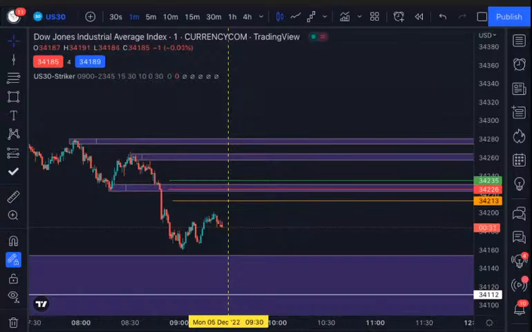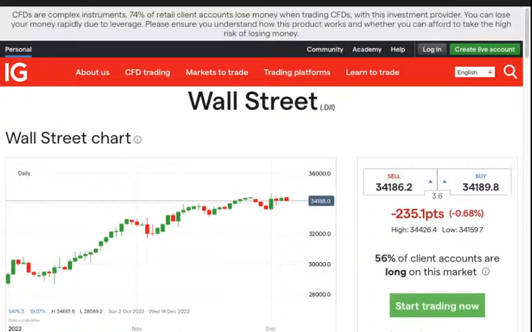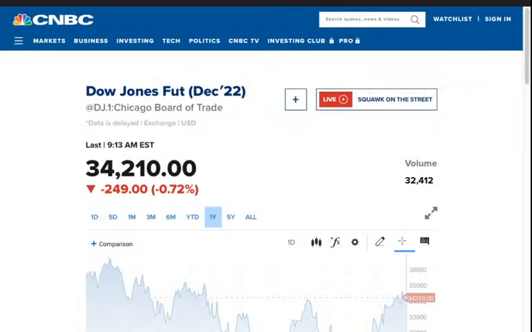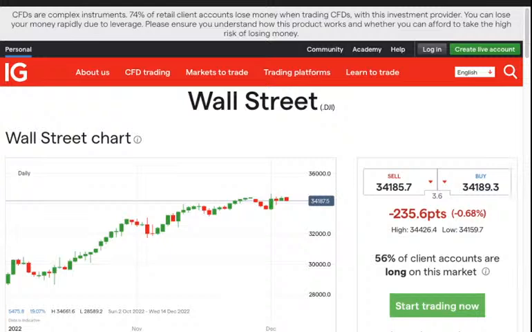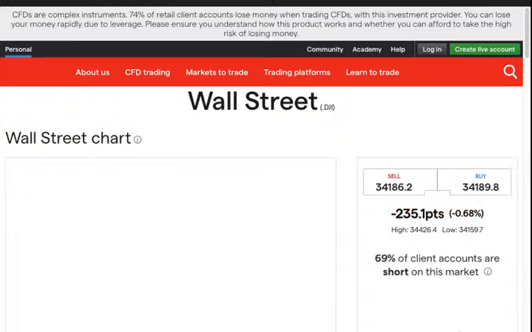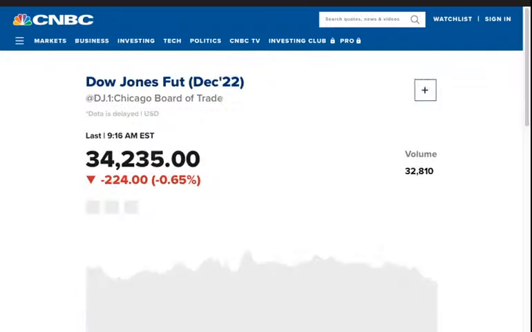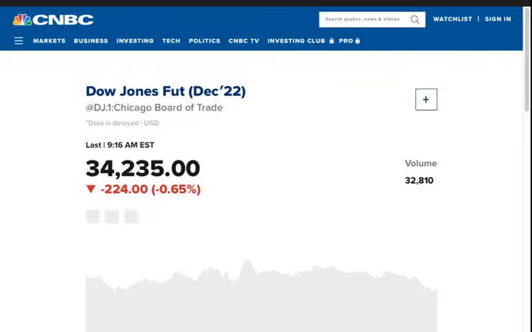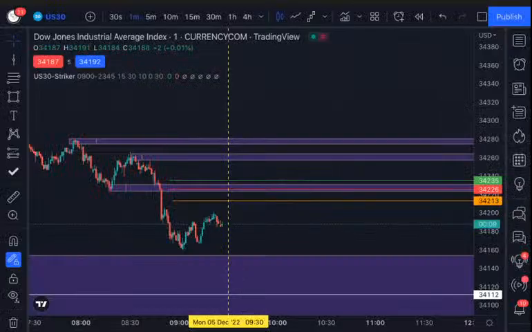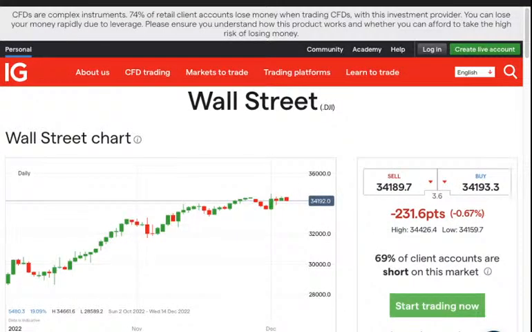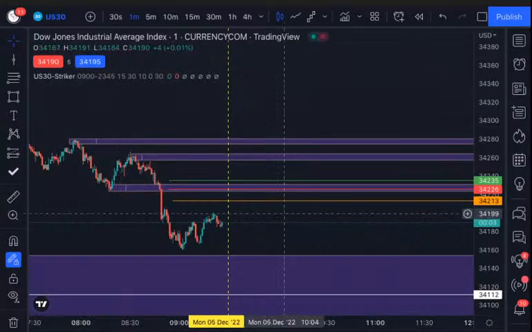Now, one thing I want to keep in mind is that the market is 56% long, so we're looking at 69. Oh, now the market is 69% short. So what we want to do is the opposite of what the majority of the market is doing. If the market is 69% short, we actually want to look for some buying opportunities.